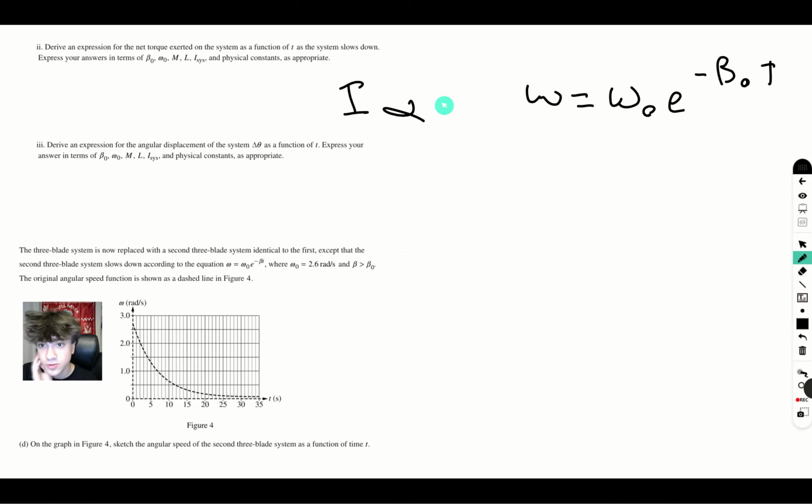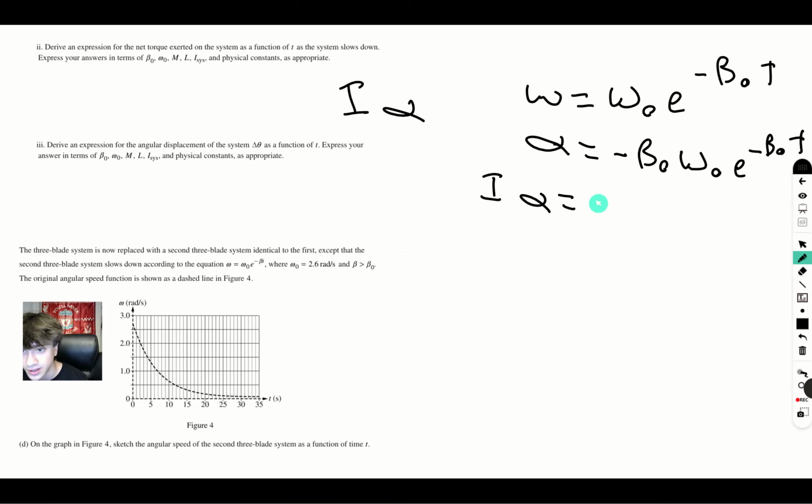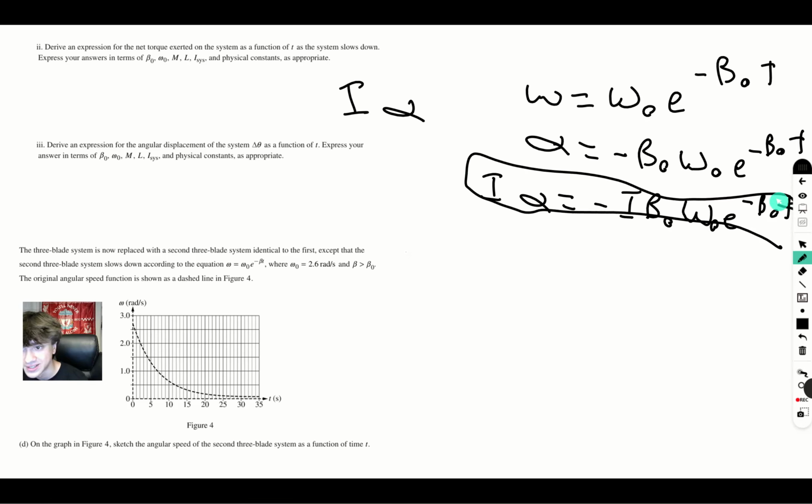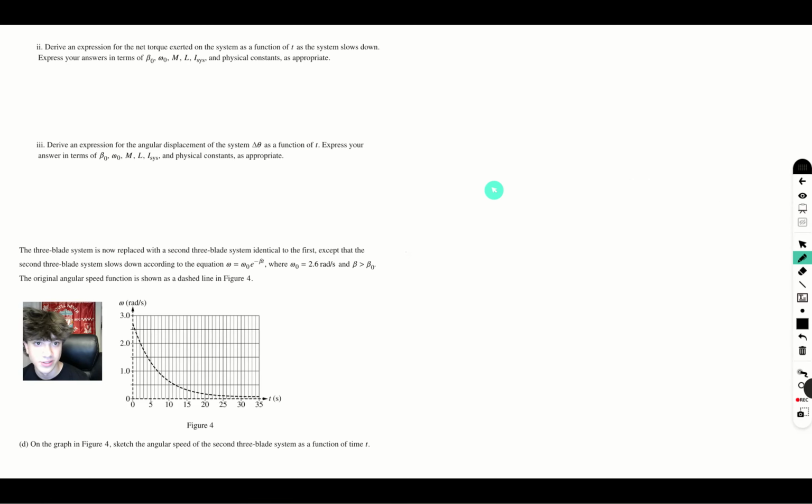And we know that in order to go from omega to alpha, you just have to differentiate. And when you differentiate this, you will get alpha is equal to negative b initial omega initial e to the negative b initial t. There you have it. And so I alpha will be negative I b initial omega initial e to the negative b initial t. This is the net torque that affects the system. So let's move on to the next part.